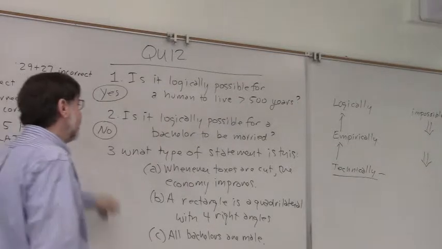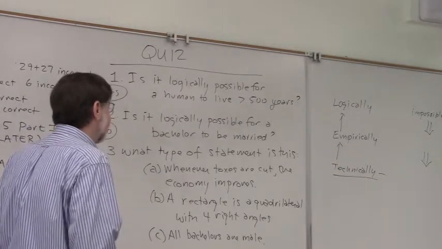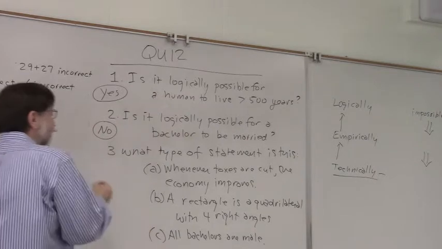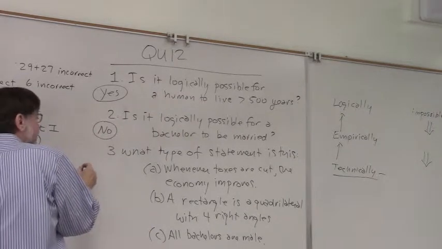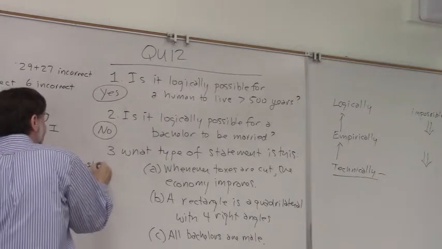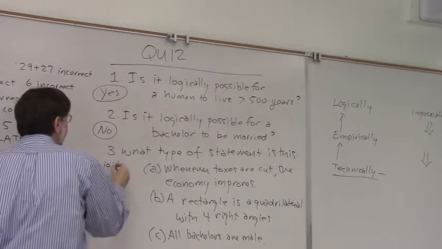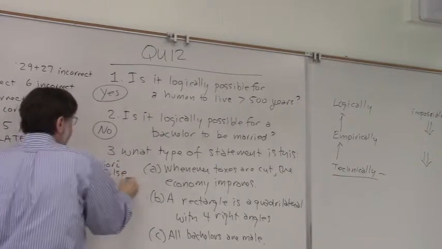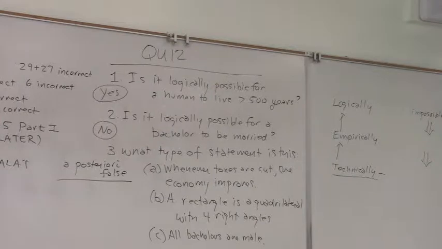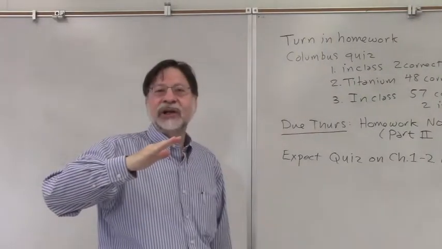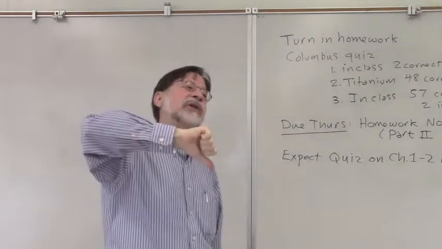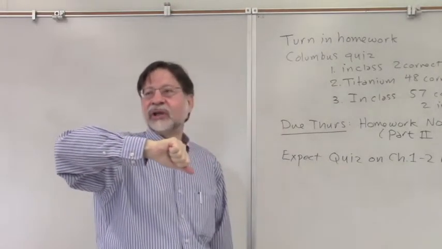What type of statement is this? Whenever taxes are cut, the economy improves. This one is a posteriori, it's an empirical statement, and it's a posteriori false. We have some good counterexamples. In the 1920s, there was a huge tax cut, one of the biggest tax cuts in the history of the United States. What happened in 1929? We had a stock market crash and the worst depression in the United States.